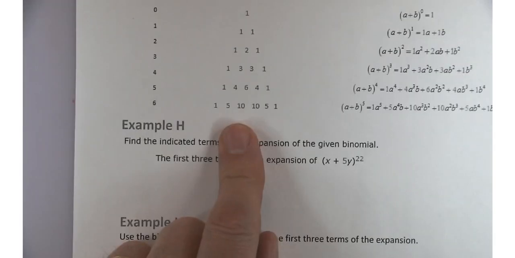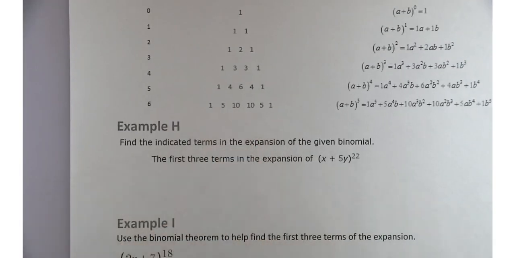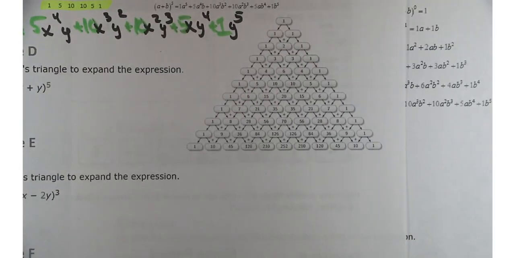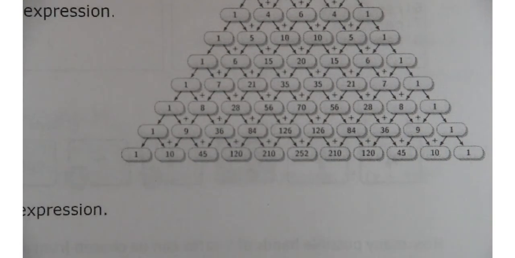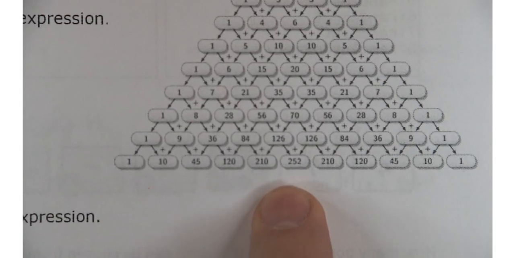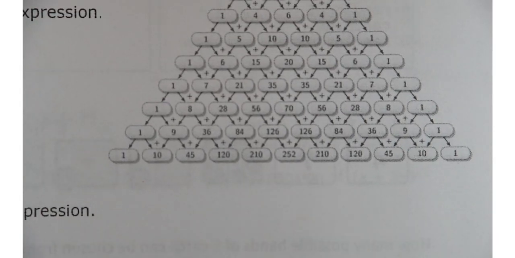Yeah. If you had to go down to row 22, wow. I mean, take a look at some of the numbers you're getting when you get down to row 10. Look, you're already up at 252. These numbers are going to get really big really fast. And it just becomes a pain to try and keep all those around.